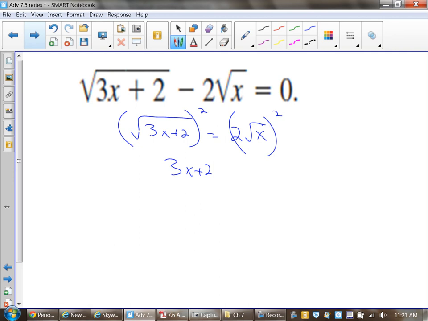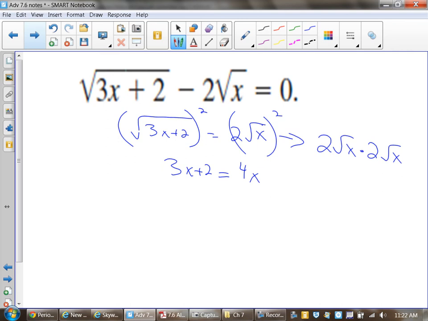What that means is that 2 root x quantity squared is 2 root x times 2 root x. So what's 2 times 2? And the square root of x times the square root of x: is it x or x squared? X. Square root of x times the square root of x is the square root of x squared, which is x.